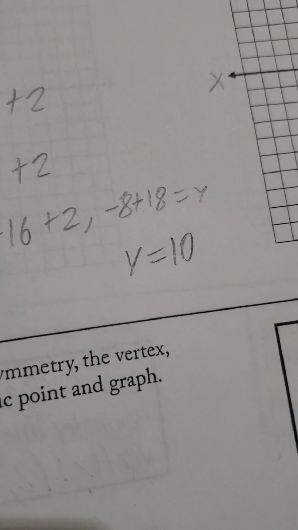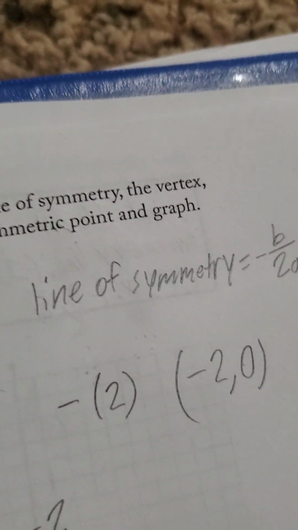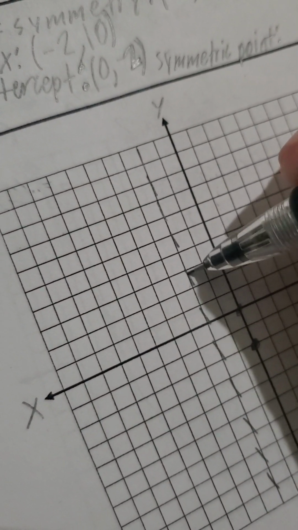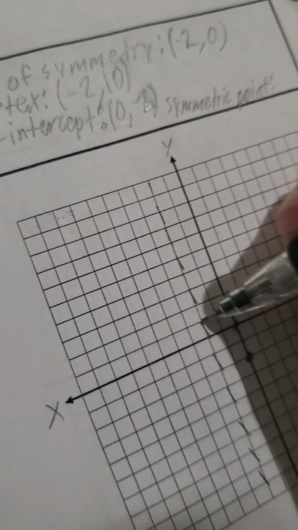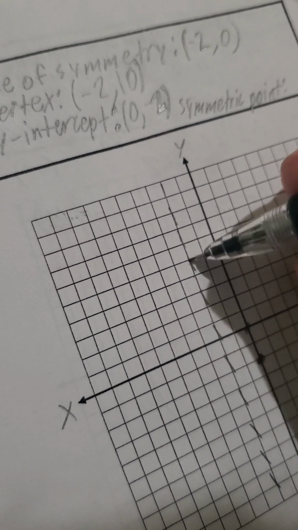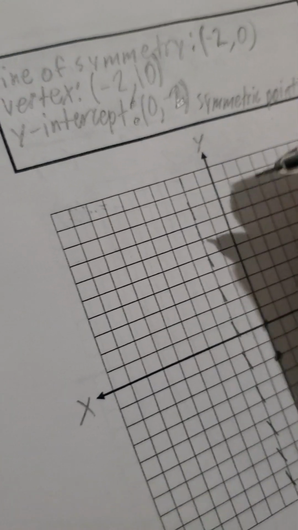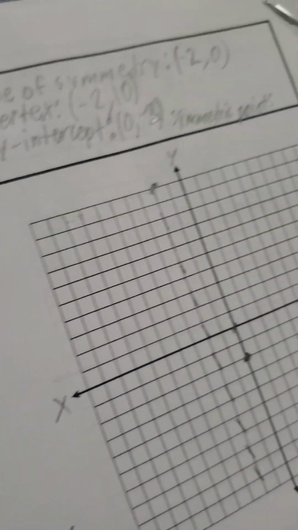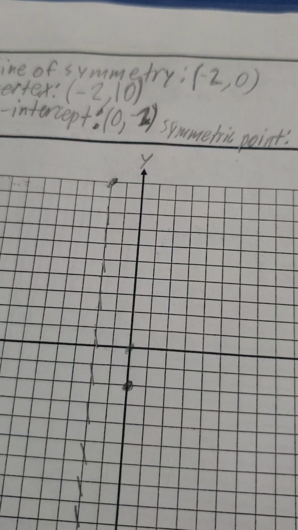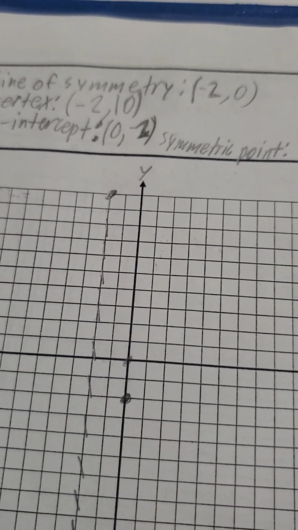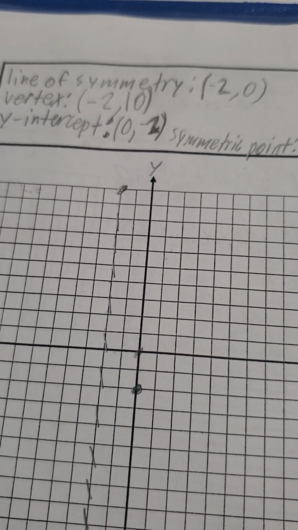And so now we know that our vertex should be 1, 2, 3, 4, 5, 6. Oh, I can't count. 1, 2, 3, 4, 5, 6, 7, 8, 9, 10. That doesn't look right. Who cares? I'll check this later. X is negative 2. Maybe I'm just crazy.